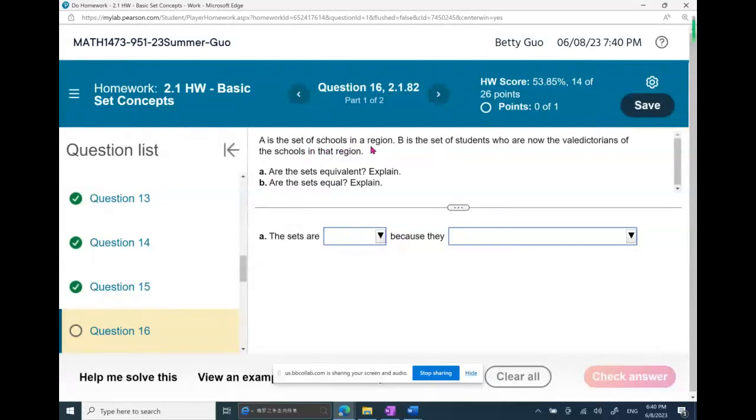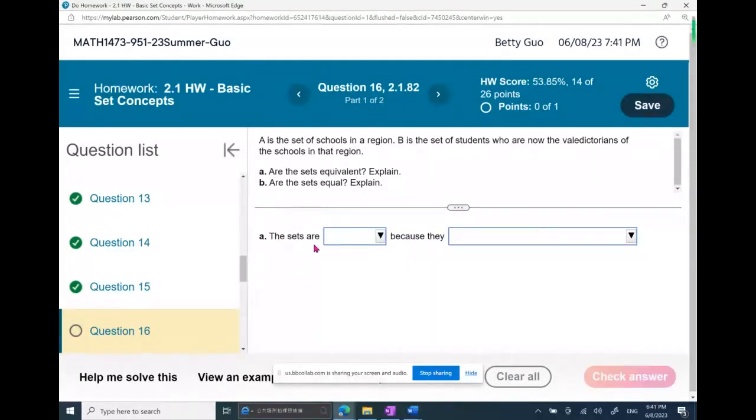A is a set of schools in a region. B is a set of students who are now the valedictorians. What does that word mean? Valedictorians are the people picked in a graduating class to give a speech and be a representative. Got it, so like an honor, right? Yes, in that region.